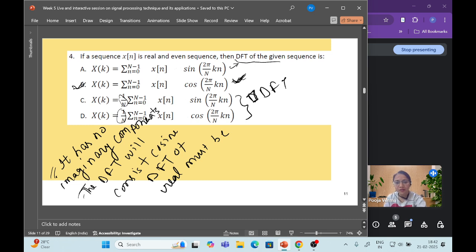Otherwise, the other way is to solve the whole equations. You have already gone through this in the video lectures. There are four equations, where they considered the real and even sequence, the real and odd sequence, and the imaginary ones. In that case, you write the whole equations and put the imaginary part equal to 0. Then you will get the real sequence for the DFT. So from here, option B is the correct answer. Already you know that. Moving to the next question.